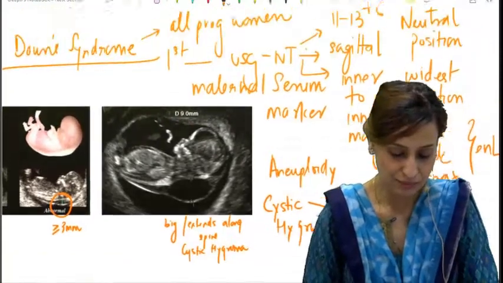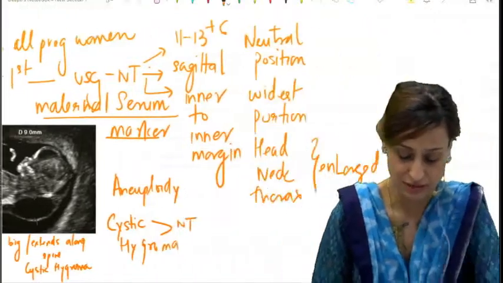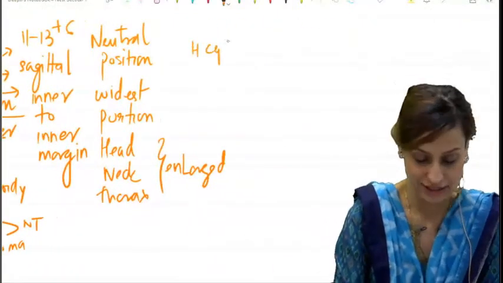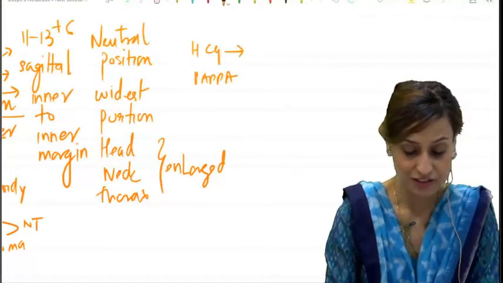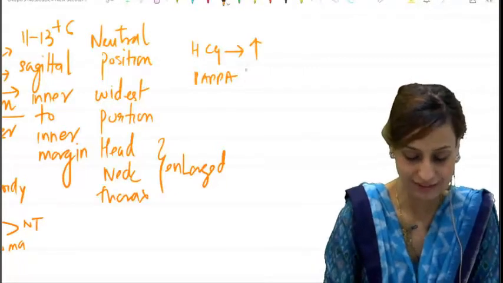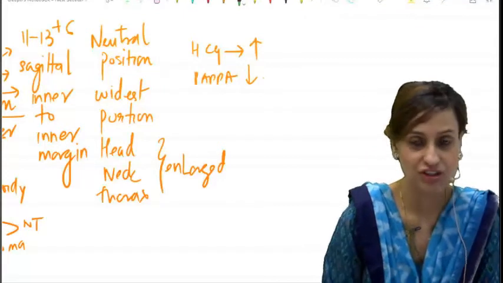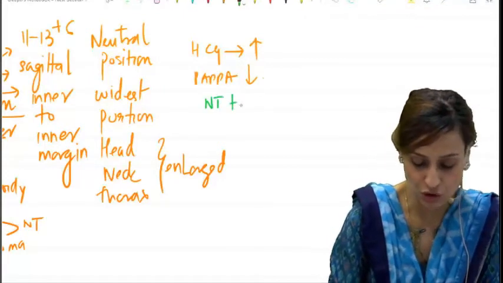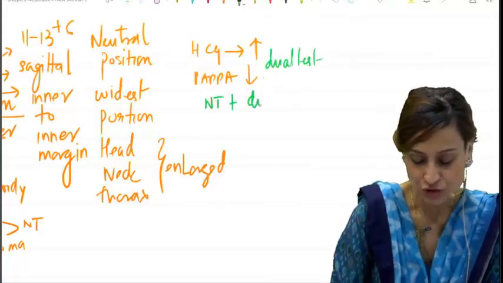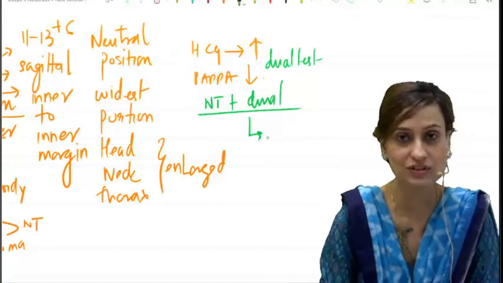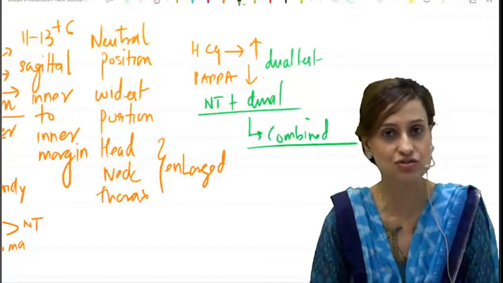Now please remember, when we say in the first trimester we can also do maternal serum markers, the two that we do are HCG and PAPP-A. The positive test would be when HCG is more than normal while PAPP-A is less than normal. Now, if you do both, which is ultrasound for NT along with HCG plus PAPP-A, which is called the dual test, then this is what is now called a combined test. So the combined test is also done in the first trimester.